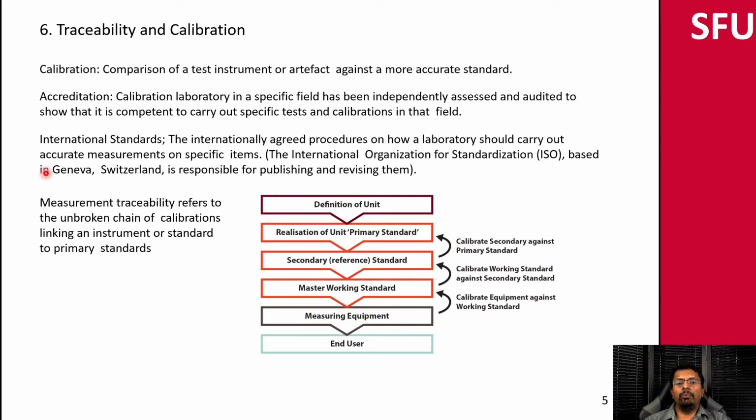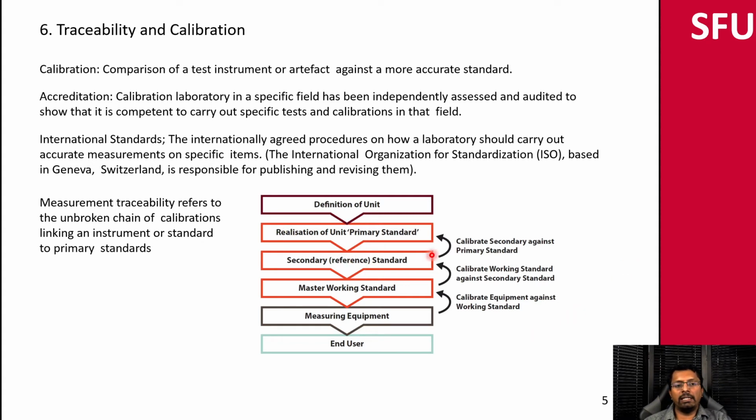So the ISO, based in Geneva, is tasked with establishing and ensuring these standards. And this gives you the measurability tracing. Typically what happens is you define the units, and there is a realization or a primary standard. For instance, if you have a meter, it's defined in terms of a physical phenomenon, so you can define that.